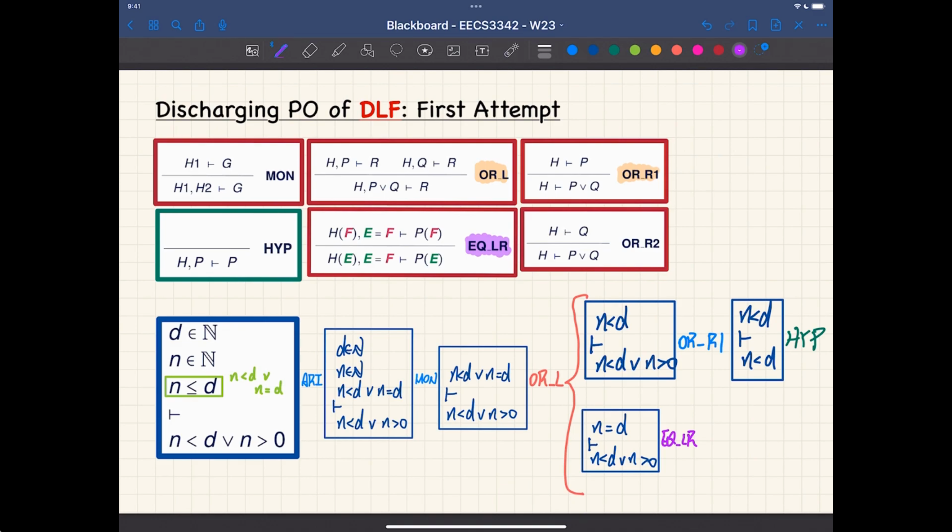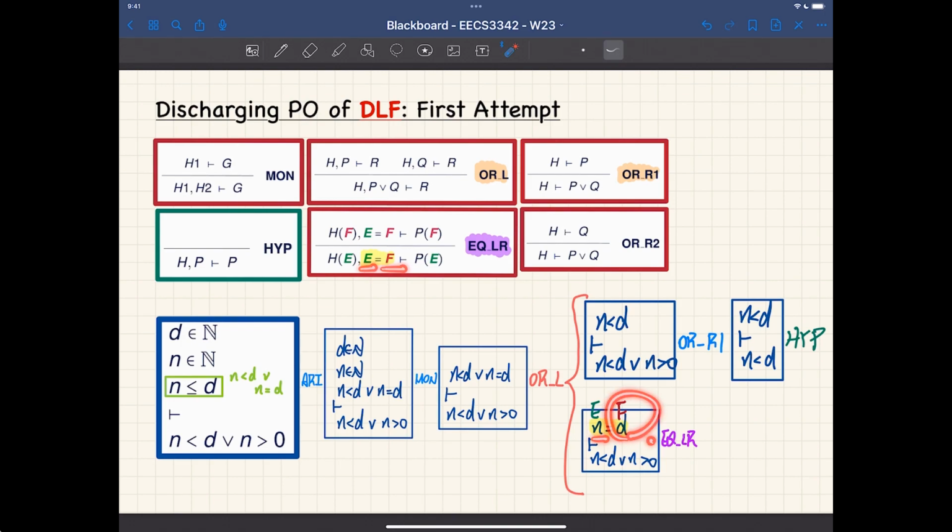Let's revisit the rule. Think about this. First of all, this is the equality. Let me try to do some highlighting. This equality here corresponds to E equals F. So think about this one here as the E, and this one here as the F. And at the moment, the thing we want to prove can be defined in terms of the E, because N appears over there. So if we want to apply EQLR, we're going to replace every occurrence of E, which is N, by F, which is D. That's what we're going to do.